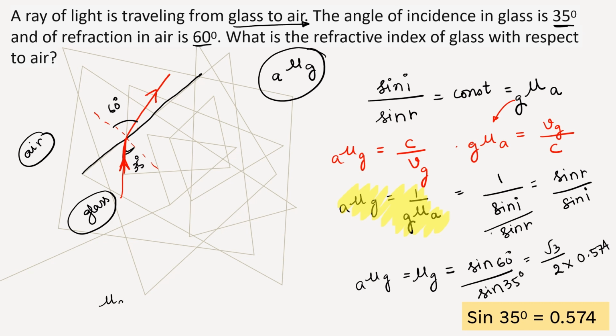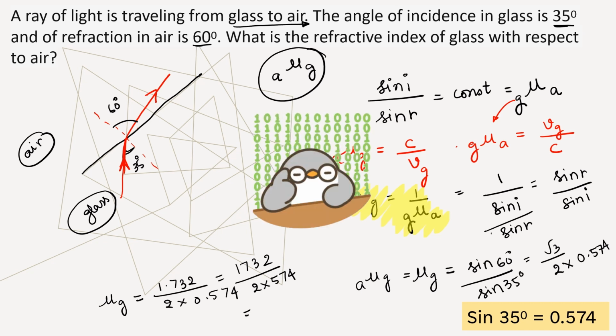So refractive index of glass is equal to root 3, which is 1.732, divided by 2 into 0.574. So we can also write it as 1732 divided by 2 into 574. I'm just removing the decimal places because I don't like it. Hence now what you can do? Solve multiplication and division. So do it. I am leaving it to you.